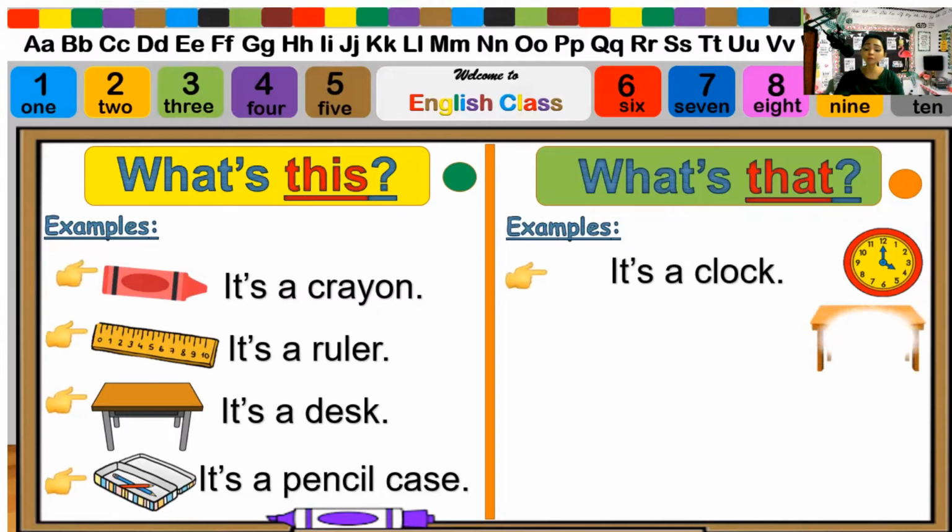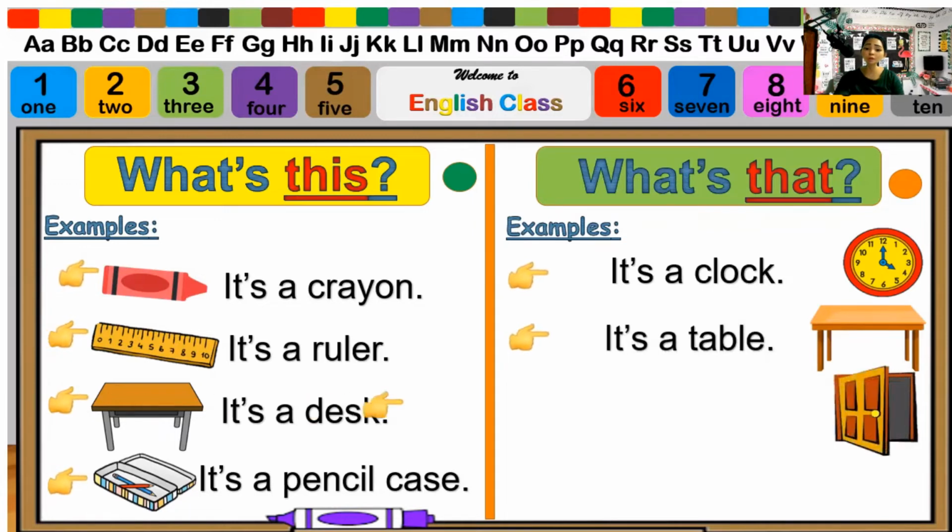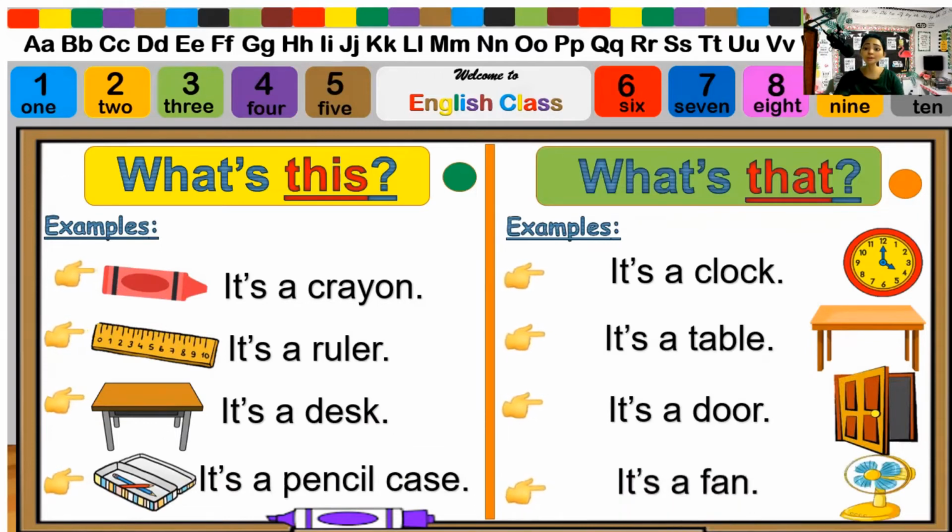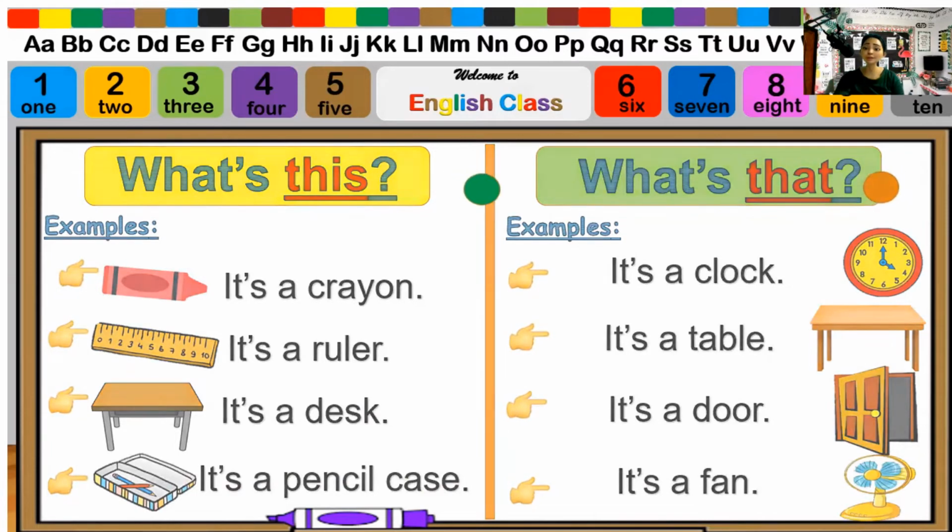Okay. Next question. What's the question again? That's correct. What's that? Anybody who remembers this? That's right. It's a table. Okay, let's keep going. Question. What's that? Answer. It's a door. All right, let's keep going. Question, what's that? It's a fan. Well done for this part.